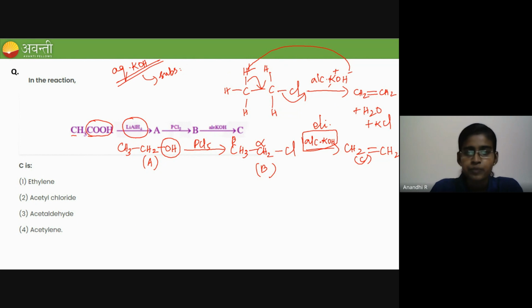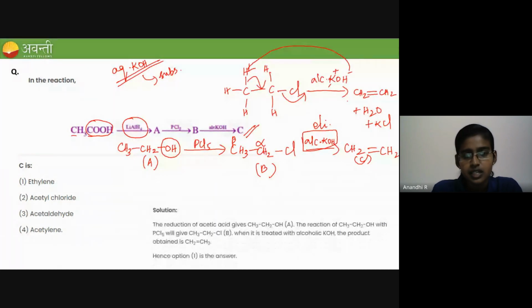Got it? So we are asked to find the product C, and the product C is ethylene. So option 1 is the correct answer for this question.